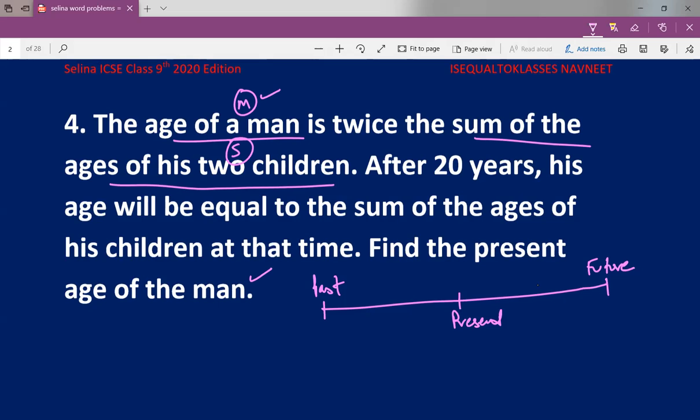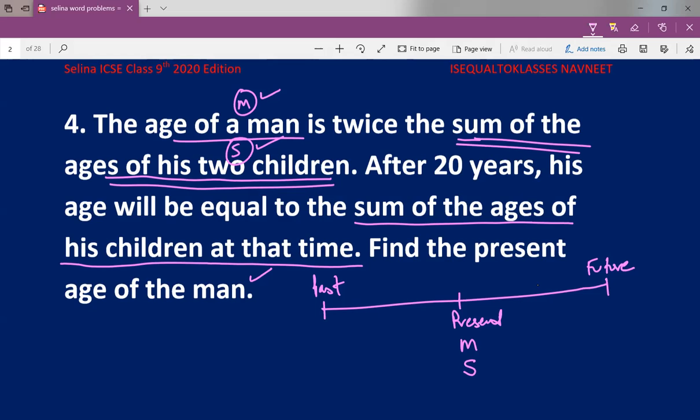After 20 years, his age will be equal to the sum of the ages of his children at that time. See, in this question, they are not asking you the individual ages of his children. They have just mentioned the sum of the ages of the children. So the only thing that you can do is assume the sum of the ages of the children. And the age of man is M. This age of man, M, is in present. The sum of ages of his two children is in present.